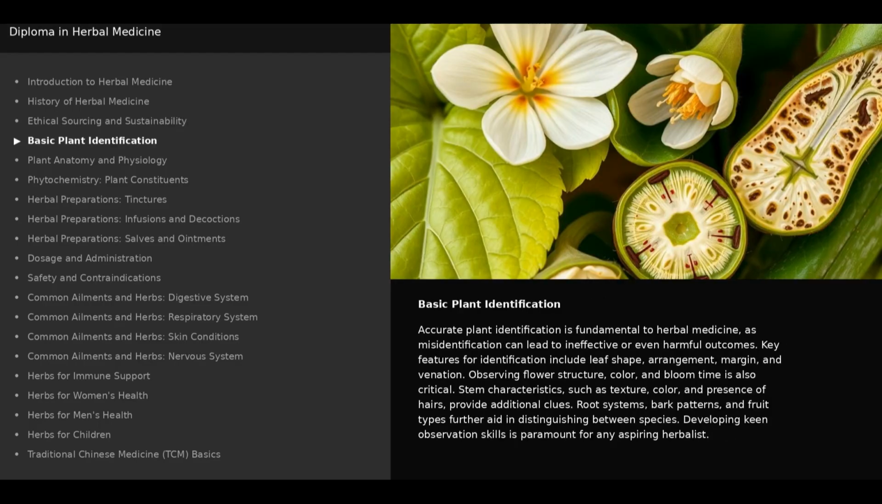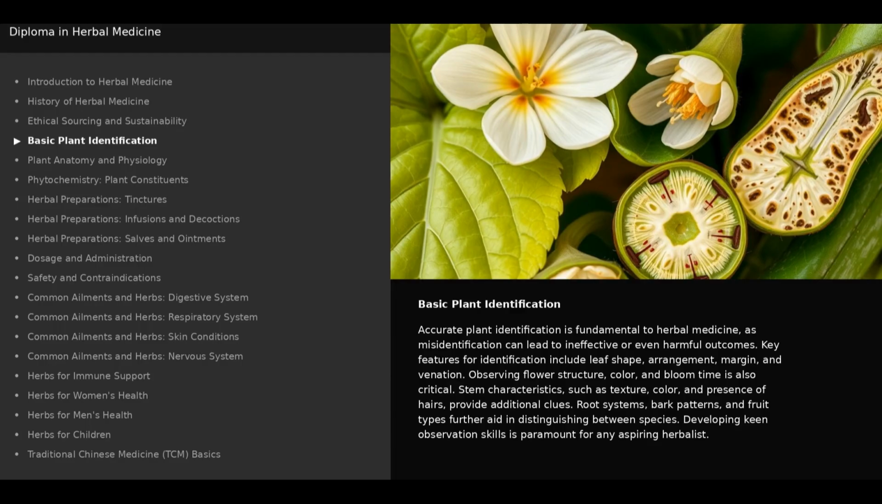Basic plant identification. Accurate plant identification is fundamental to herbal medicine, as misidentification can lead to ineffective or even harmful outcomes. Key features for identification include leaf shape, arrangement, margin, and venation. Observing flower structure, color, and bloom time is also critical. Stem characteristics, such as texture, color, and presence of hairs, provide additional clues. Root systems, bark patterns, and fruit types further aid in distinguishing between species.